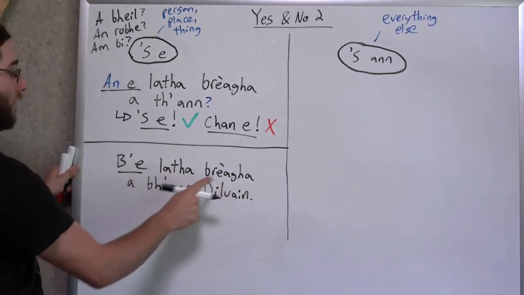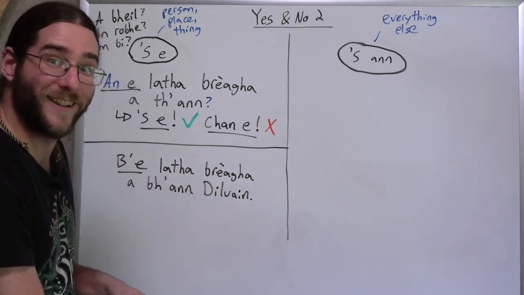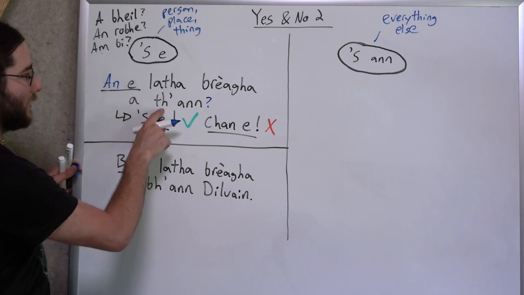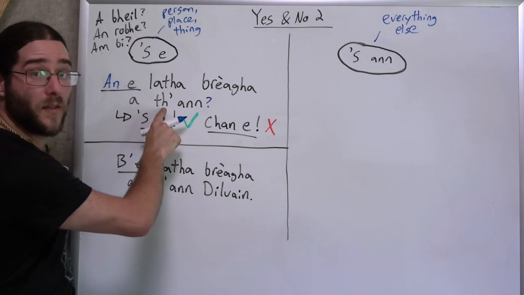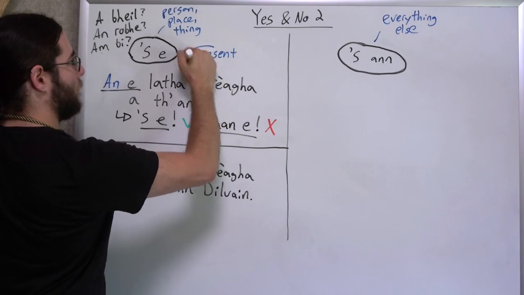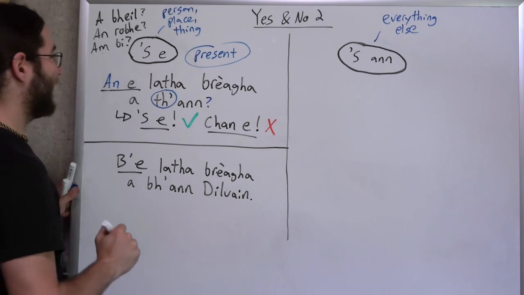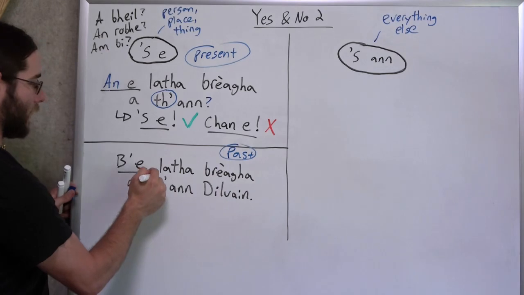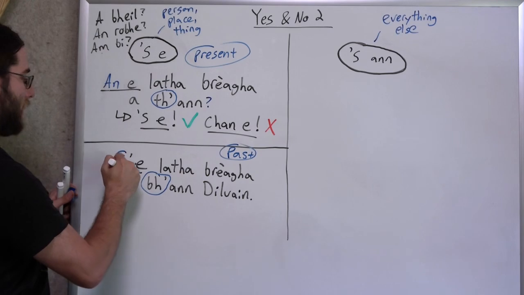It was a beautiful day, it was Monday. So with be, we've got a little extra to think about here. See this? This is a sign that we're talking about the present, right? She is in the present. And this is our little clue. We're talking about the past here, and we know that because there's va here. But also the be.